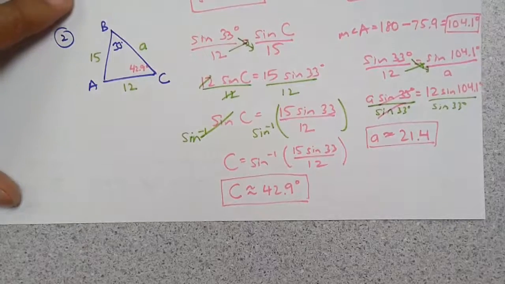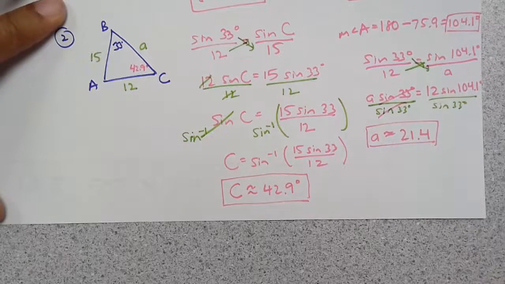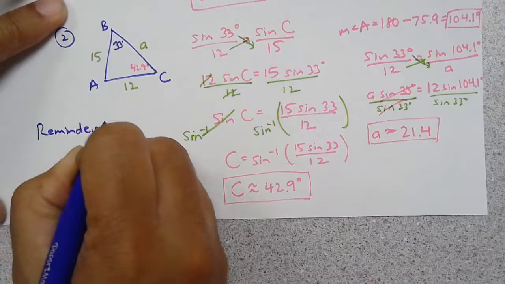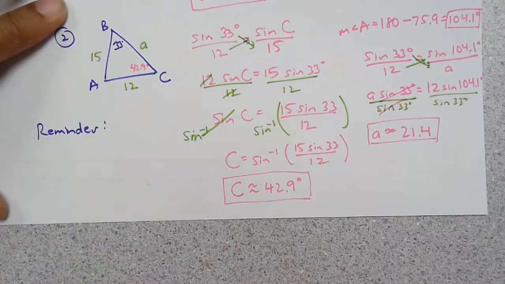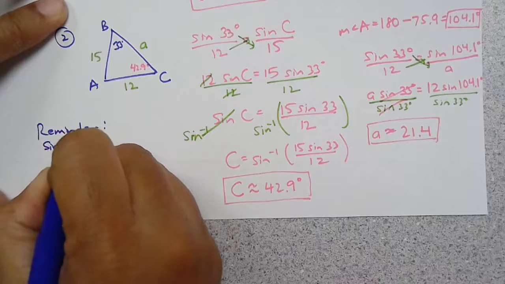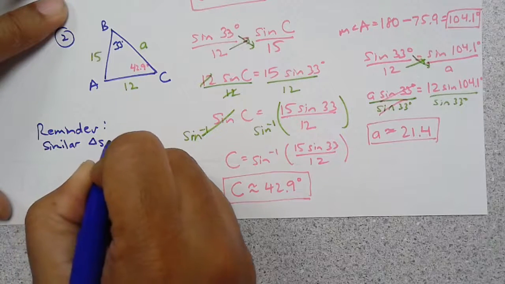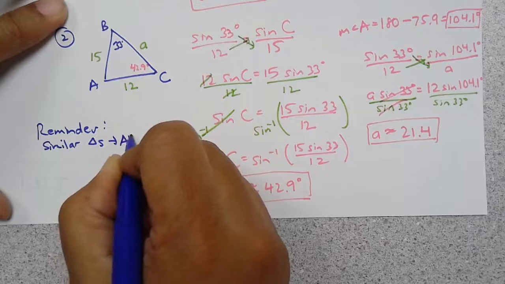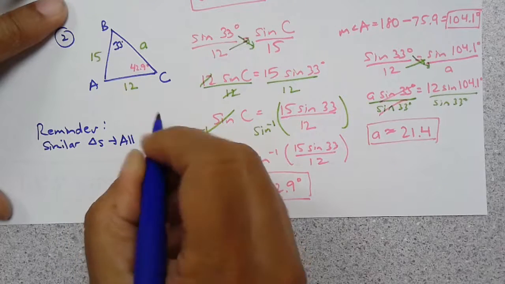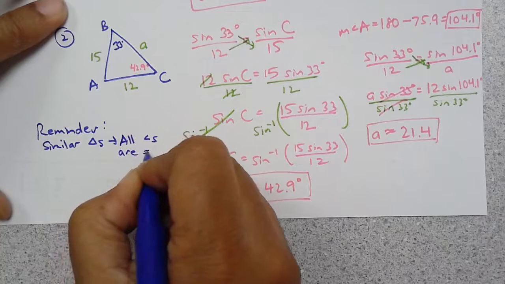All right, I'm not going to do another example. I'll just do a little reminder that when you have similar triangles, all the angles, corresponding angles, I should say, are congruent.